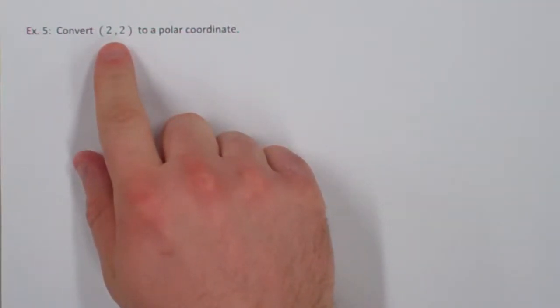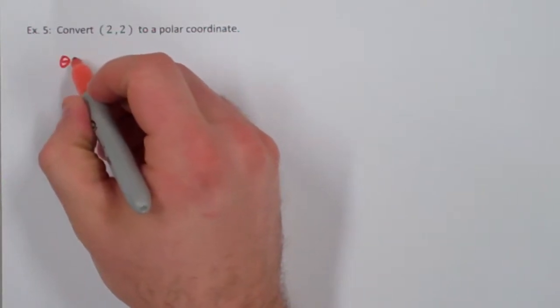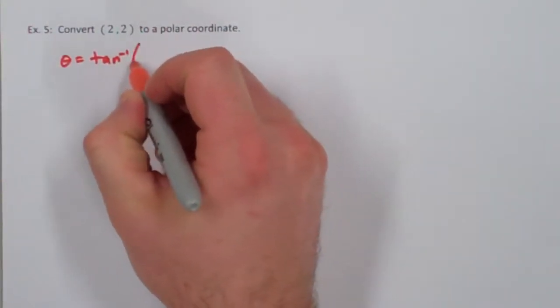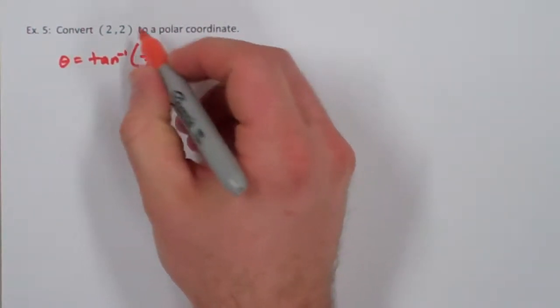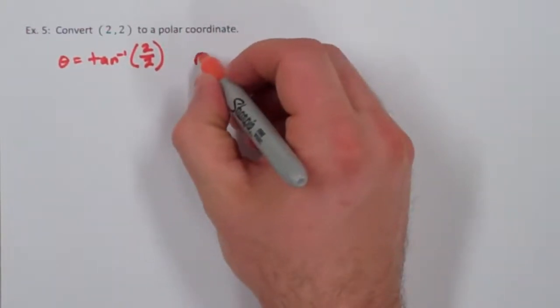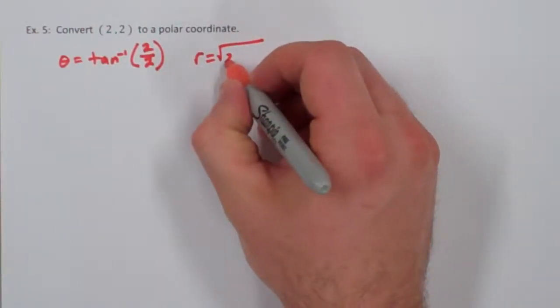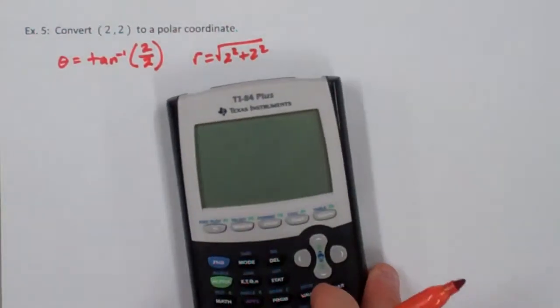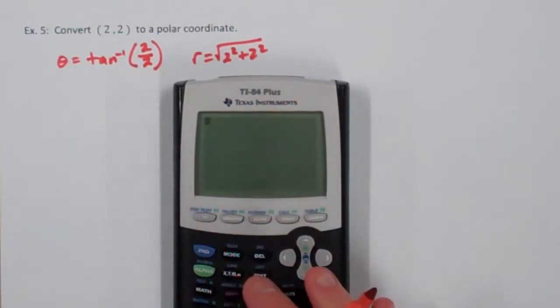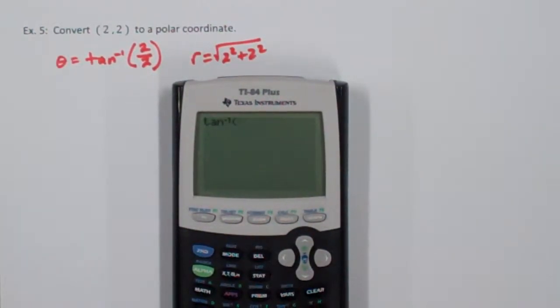In this video we're going to knock out examples 5 through 8, and for each one of these we're going to take a rectangular coordinate like this one and change it to a polar coordinate. So if you remember your formulas, theta is going to be the inverse tangent of y over x, so that's 2 over 2, and then r will be the square root of x squared plus y squared. If we work with this one on the left hand side, I'm going to bring out our trusty calculator here so you can see how this happens.